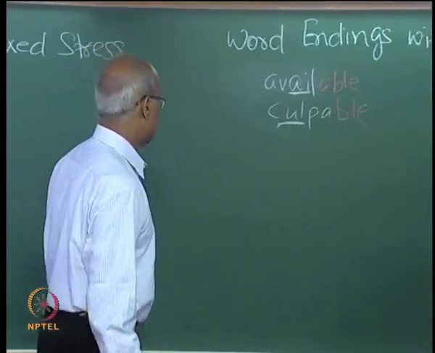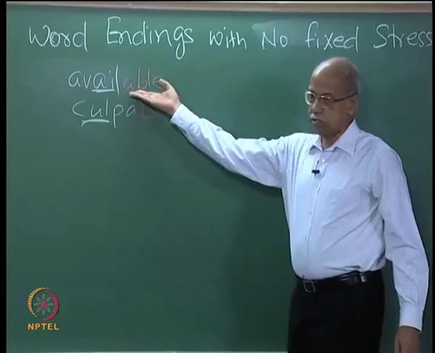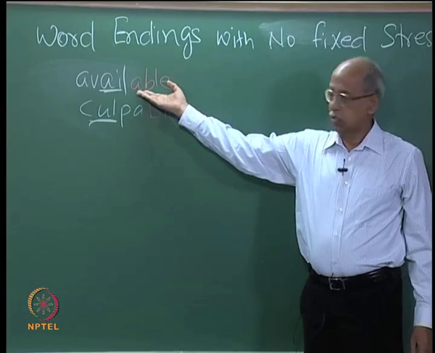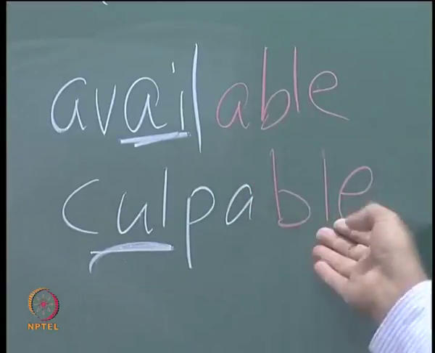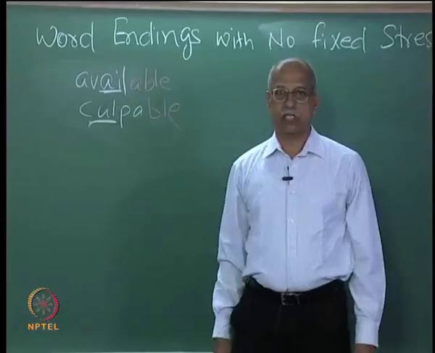Say for instance, look at words like this. Okay, what is this? Available. Everybody please, what is this? Available. And this is? Culpable. Okay, so you see the same word ending but different kinds of stress.